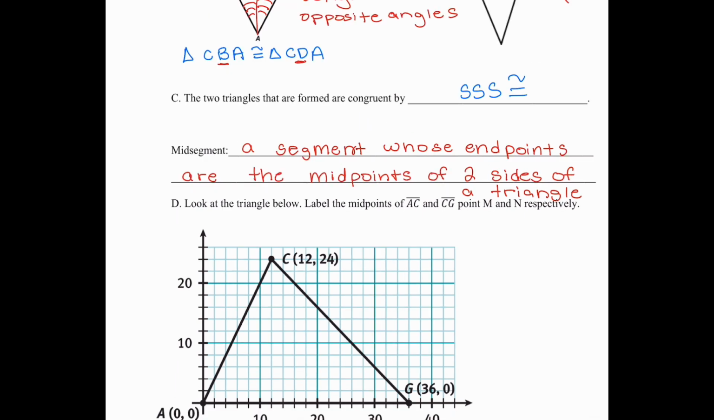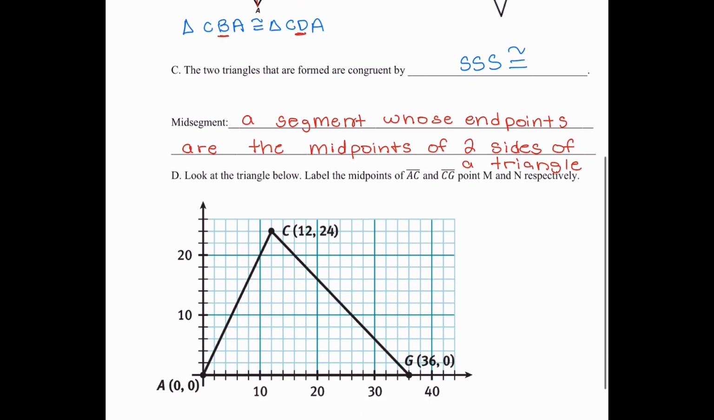A midsegment is a segment whose endpoints are the midpoints of two sides of a triangle. So part D says, look at the triangle below, label the midpoints of AC and CG, point M and N respectively. So if I'm going to find the midpoint of AC, I need to use my midpoint formula.